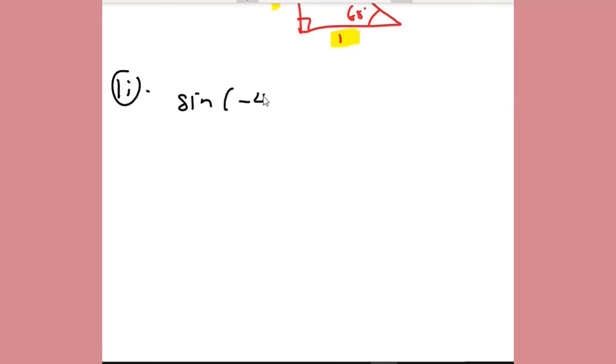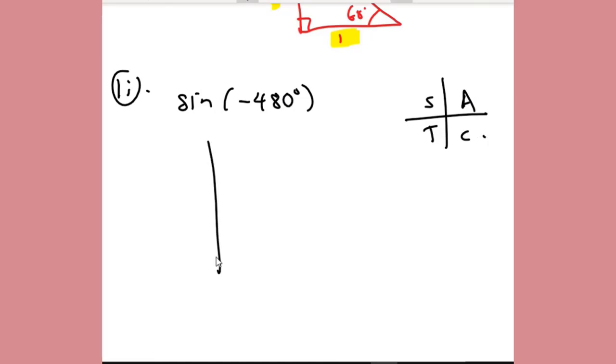Sine negative 480 degrees. Okay, you know all S, D, C, right? Here, write down the quadrants. And look, it is negative. Negative shows that we follow the clockwise direction. 90, 180, 270, 360, plus 90, so 360 plus 90 is 450. And here.